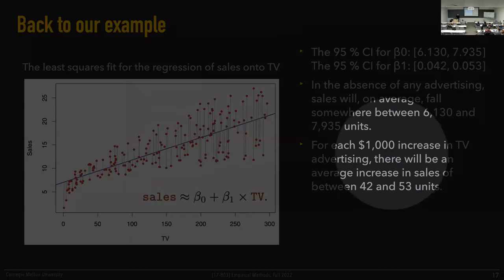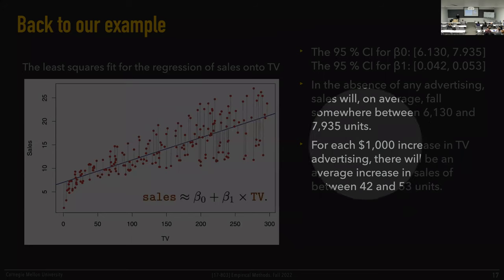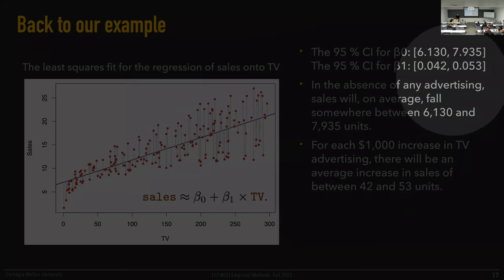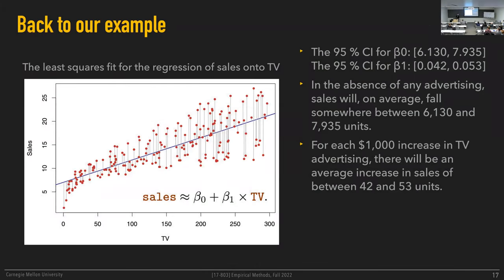So this 42 to 53 comes from 1,000 times the estimated coefficient here. That's where the value comes from. I could have done this with just the actual value of the coefficient and said, for every unit of increase in TV advertising, the sales go up by between 0.04 and 0.05 units of whatever. But this is easier to read. Okay?